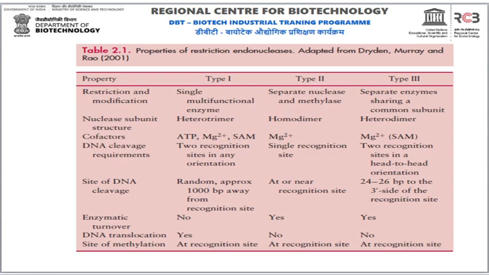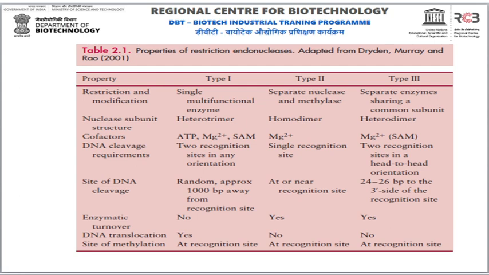Next, we'll be seeing the properties of restriction endonucleases. Restriction endonucleases are classified into three types. First, type 1 restriction enzyme has a single multifunctional enzyme carrying out the process of restriction and modification. Whereas type 2 has separate subunits for nuclease activity and methylase activity. Next, type 3 enzymes have separate enzyme units, but both enzymes share a common subunit.